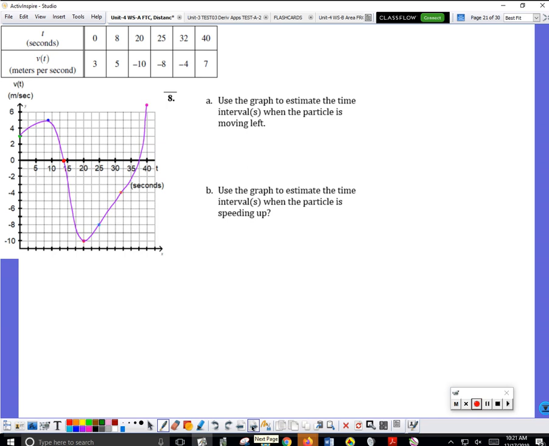Okay, go to item 8B. It says use the graph to estimate the time interval when the particle is speeding up. We did this before, but the particle only had a positive velocity. When the velocity becomes negative, it's a little different. Still not hard, but just different. If you look at this graph, from time 0 until about 13 seconds according to the graph, the velocity is positive. So say it out loud, please. Is the particle moving right or left?